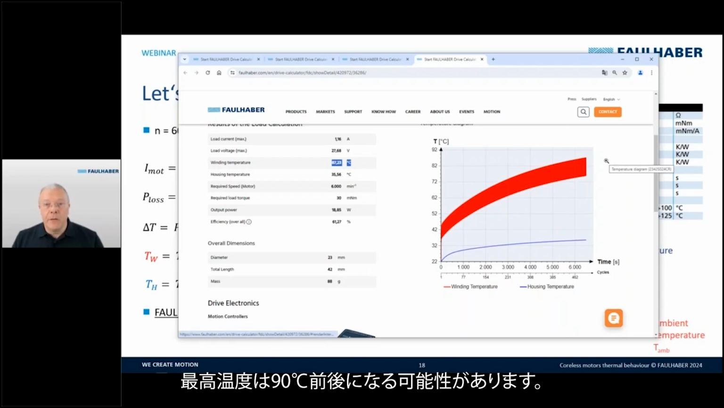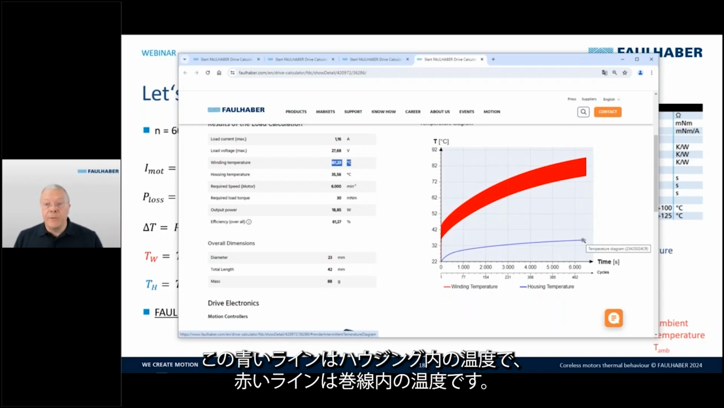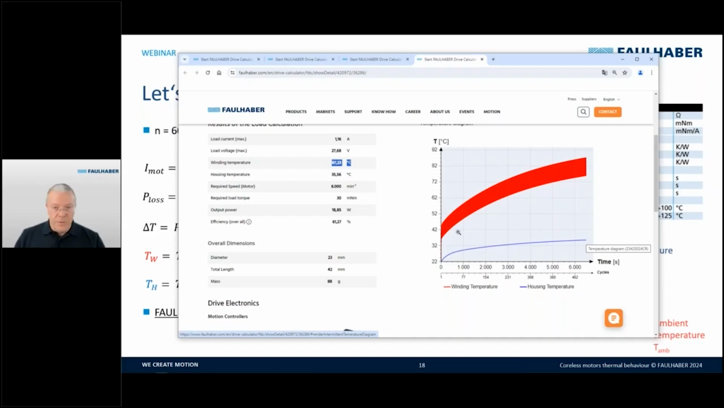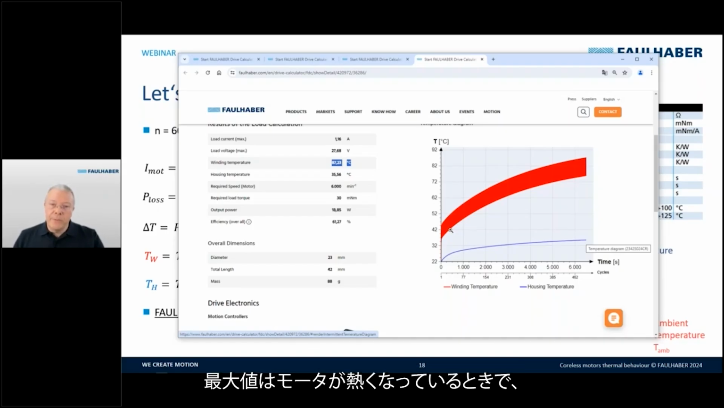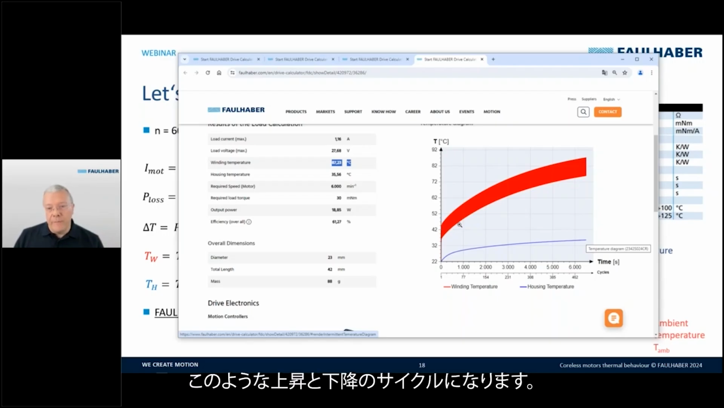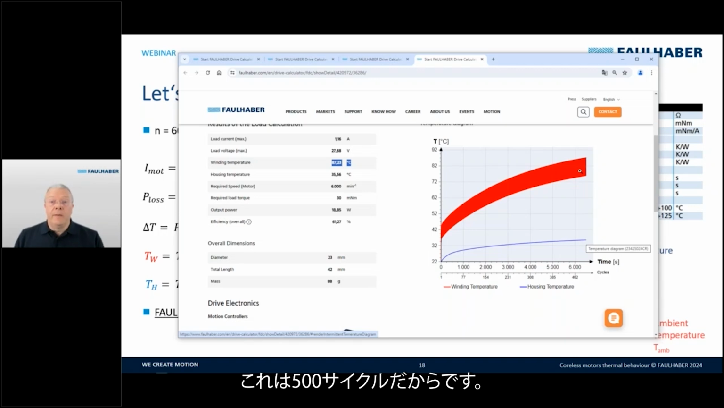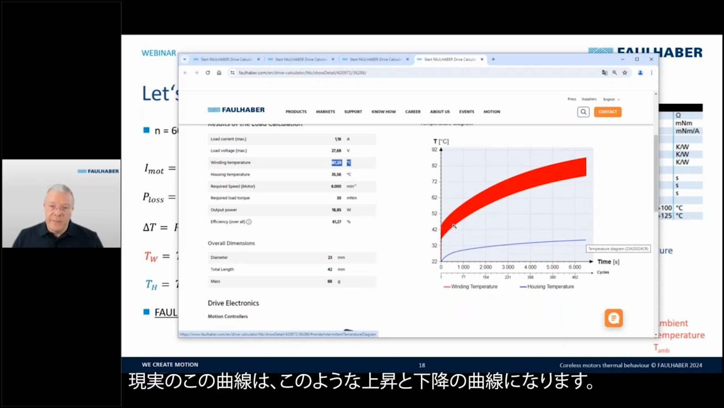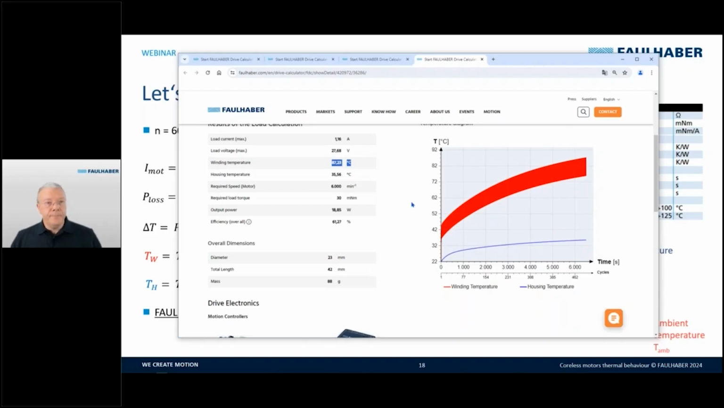This could be around 90 degrees, more or less. This blue line is the temperature in the housing, and the red one is in the winding. So the maximum value is when the motor is heating up, and the minimum value is when the motor is going down. So you have an up and down cycle like this, and this is because we have 500 cycles. So you see this curve here in reality is an up and down curve like this.